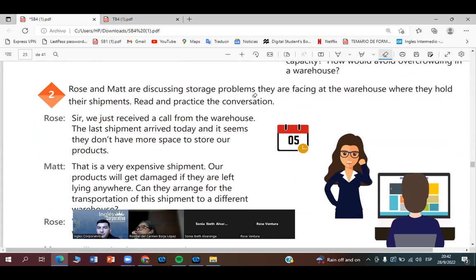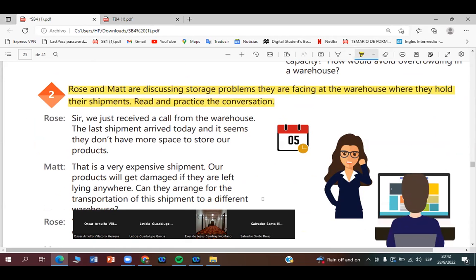Here we have a conversation, okay? But before, I want you to read these instructions. Can you please read this part that I have marked? Ross and Matt are discussing a storage problem. They are facing storage problems at the warehouse where they haul their shipments. Read and practice the conversation.